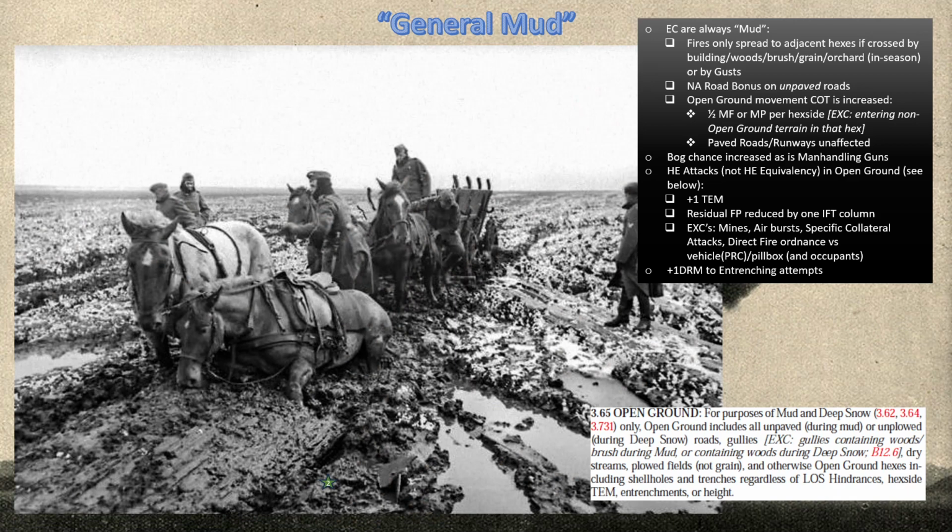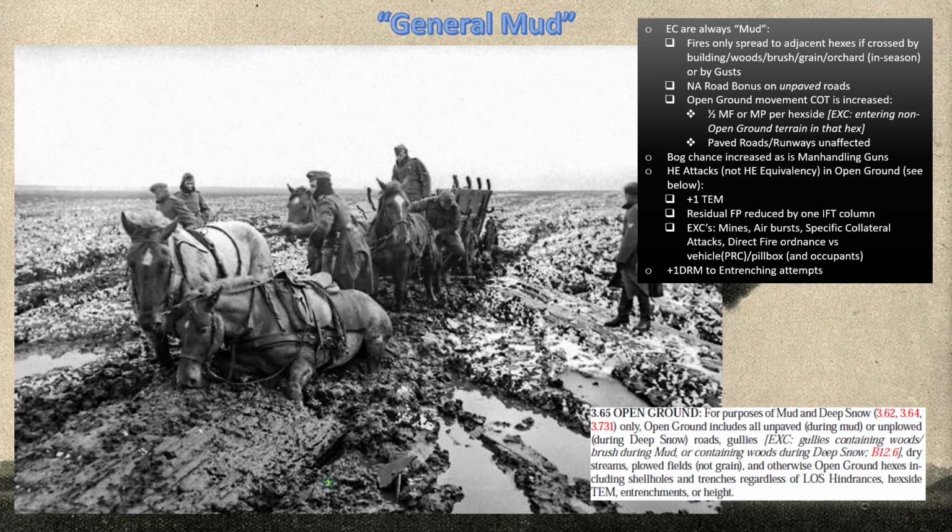So let's talk mud, everybody's favorite, general mud as the Russians call it. EC, not surprisingly, are always going to be mud. Fires will only spread to adjacent hexes if it's crossed by a building, woods, brush, grain, or orchard, and these are in-season orchard hexes. So if it's not a continuous wood line or a building, then the fires will not spread, unless a gust, of course, will make it jump. There is no road bonus on unpaved roads. Obviously, again, you can see there the horse and cart mired in the mud. There's no bonus at all on unpaved roads, which are, again, going to be most of your Russian village roads and such.